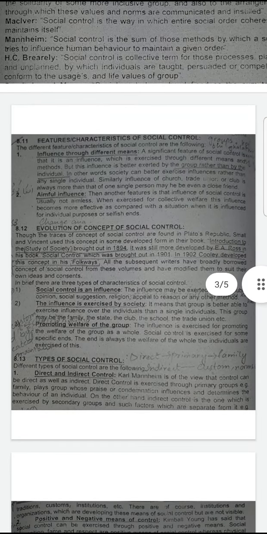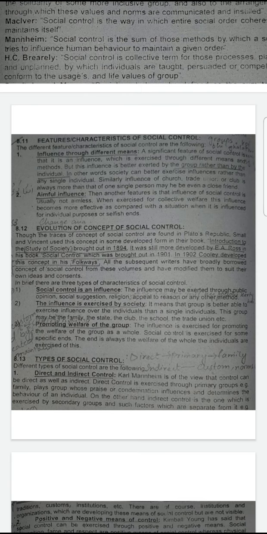Following are the types of social control which are given below. First type is direct and indirect control. The sociologist is of the view that control can be direct as well as indirect. Direct control is exercised through the primary group, for example, family, play group, whose praise or condemnation influences and determines the behavior of an individual.